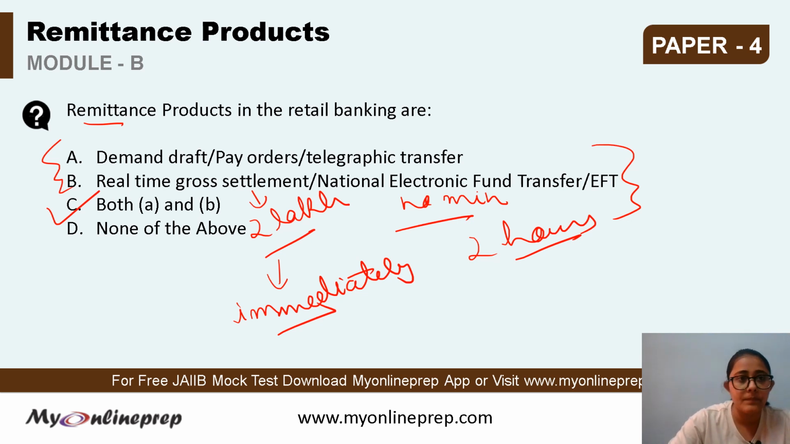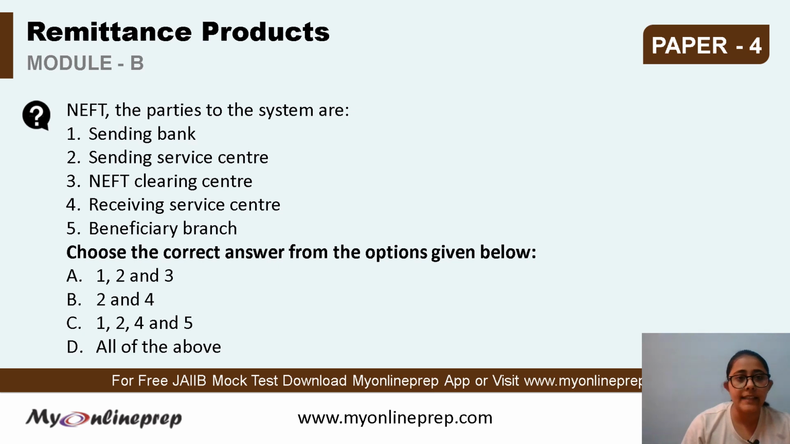Right. Next question. The question is about the parties to the system of NEFT. Again, it is a statement type question, and the statements given are: sending bank, sending service center, NEFT clearing center, the receiving service center, and the beneficiary bank. Out of these statements, which are the parties to the NEFT system? Options are 1, 2, and 3; 2 and 4; 1, 2, 4, and 5; and all of the above. Actually all are correct. That is, all of the above are the parties to the NEFT system.